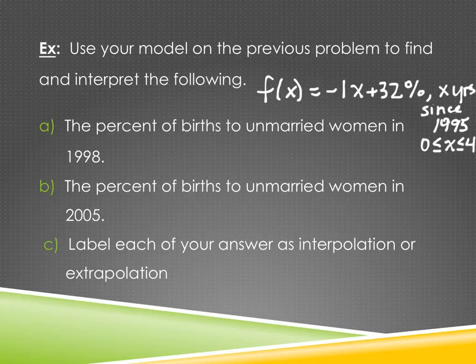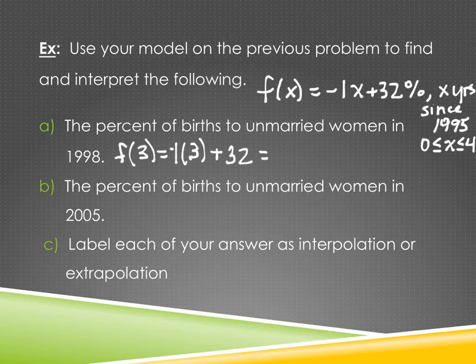So the first question says, what is the percent of births to unmarried women in 1998? So I have to use my model and the language that I wrote surrounding my model to decide what x would be. So if I'm trying to find part A, what would x be? 3. So we're going to plug 3 in. And what are we going to get? 29. 29 what? Percent. 29%. So the percentage of births to unmarried women in 1998, using our model, was 29%.